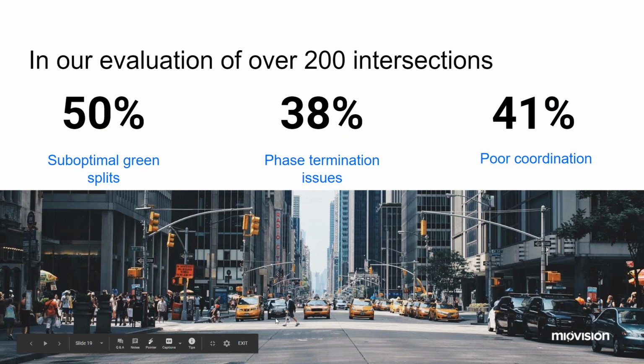In creating this tool, we evaluated over 200 intersections and came across some common problems. About 50% of the intersections we looked at had some sort of suboptimal green split. 38% of intersections had a phase termination issue, and 41% of the corridors we looked at had poor coordination. Through these trends, we decided that these would be the three main issues that our tool would try to surface.